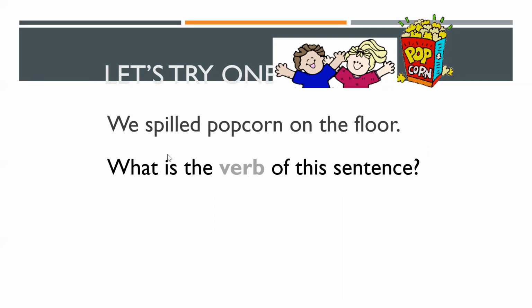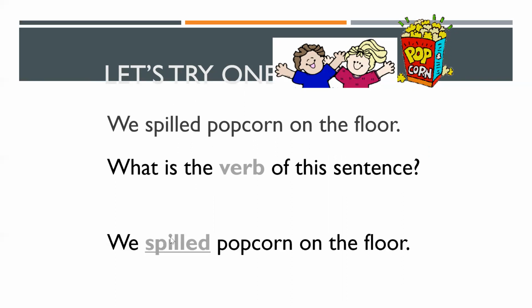The next one, please have a look at spilled. We have spilled here, with ed, right? So do you think that this is verb 1 or verb 2? Yeah, as you know, ed is usually verb 2, right? So this one is verb 2, and that's why the tense is simple past tense.